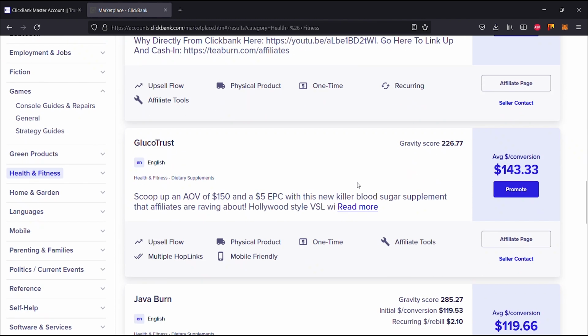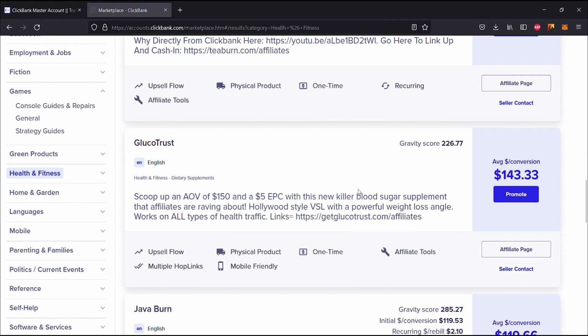Next up, we have GlucoTrust, which is an interesting name. Scoop up an AOV of $150 and a $5 EPC with this new killer blood sugar supplement that affiliates are raving about. Hollywood style VSL with a powerful weight loss angle works on all types of health traffic. Okay, so then they have the link there, and then for the affiliates, so that's fantastic.